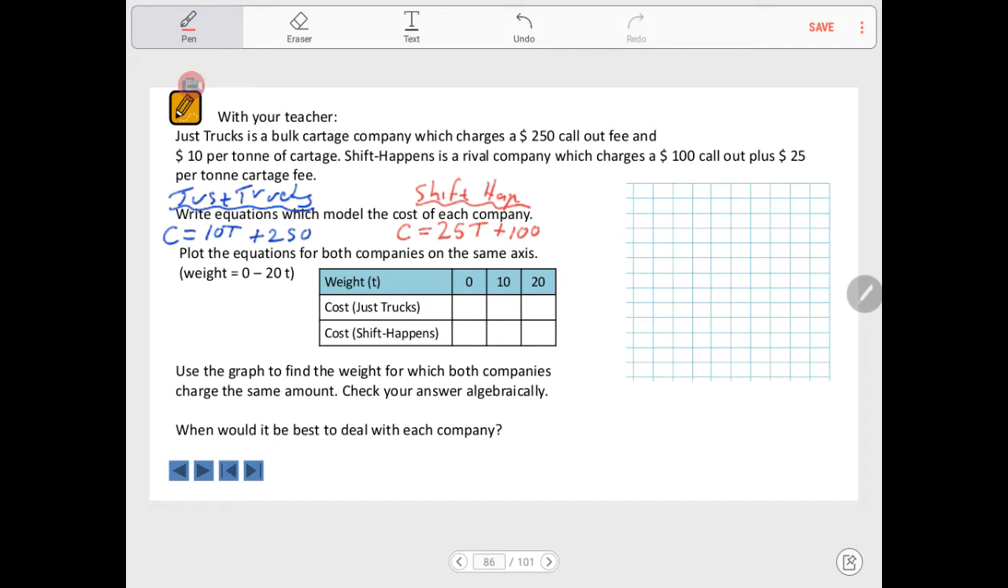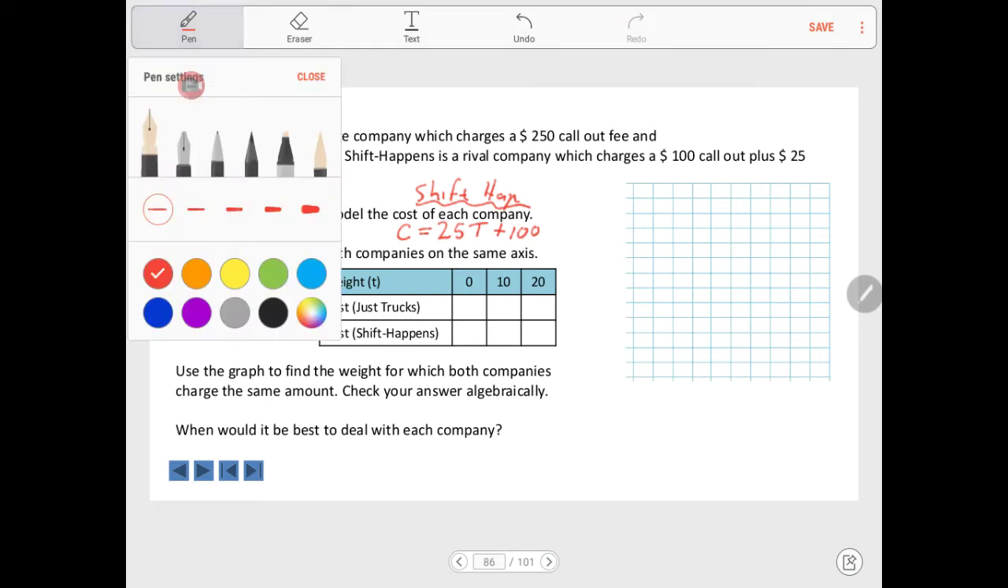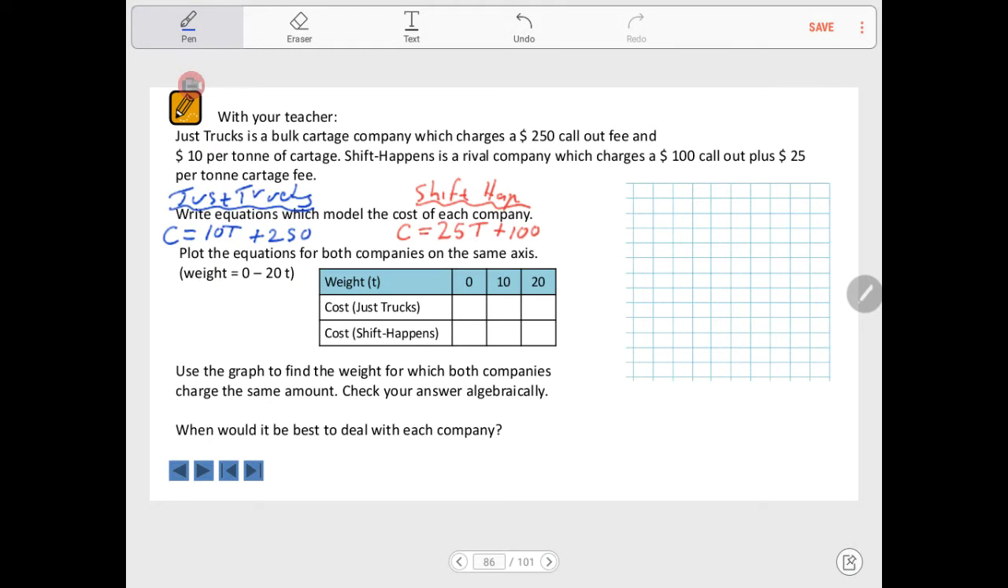But if you're going to take a big load away and have that carted away, then that's going to end up being a bit more expensive for really big loads when it comes to Shift Happens. So let's plot these equations on this graph over here. We need to complete this table, so I'll shift back to the blue for Just Trucks. Righto, 0. For 0 weight, Just Trucks charges 10 by 0 plus 250, so that's 250.